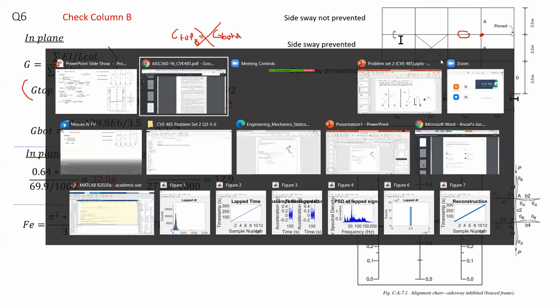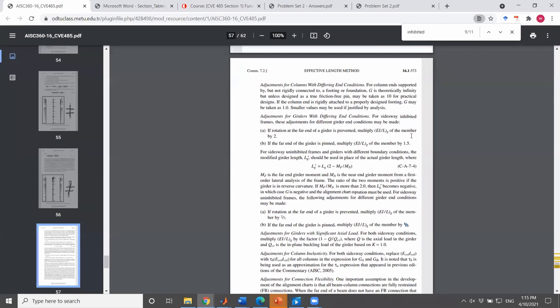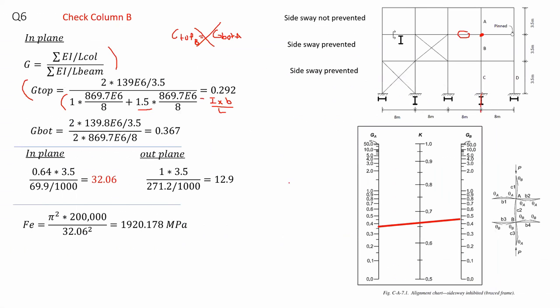And if you again go to AISC and check, it says if the side sway is inhibited, we take the value to be 1.5. If the far end of the girder is bent, multiply EI divided by L of the member by 1.5. And it says here for side sway inhibited, which means prevented. Okay, now I calculate the G top value for column B. It appears to be 0.292.